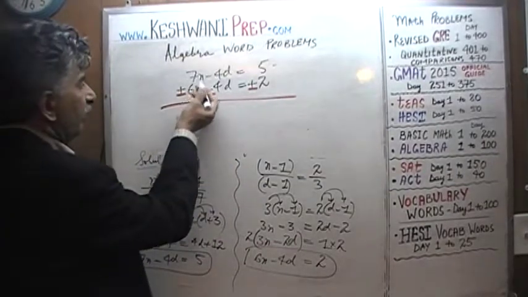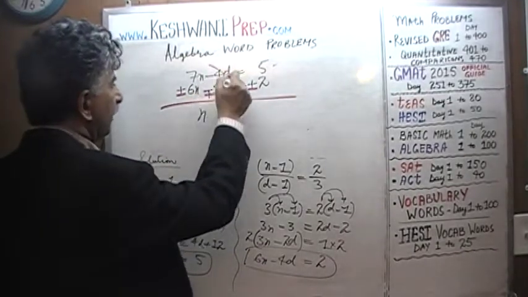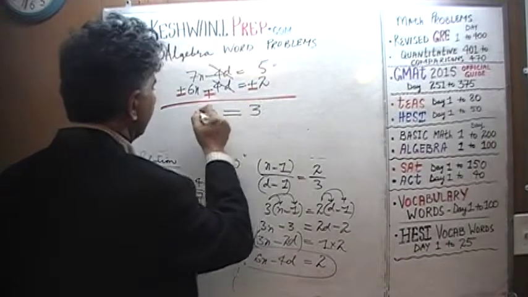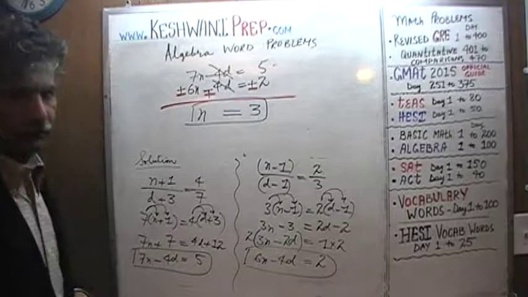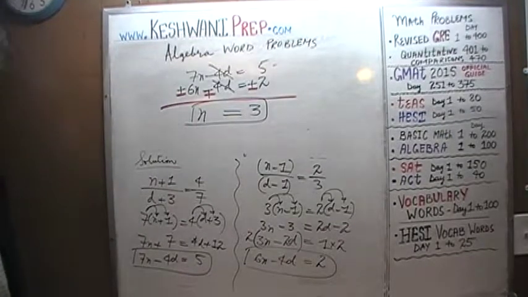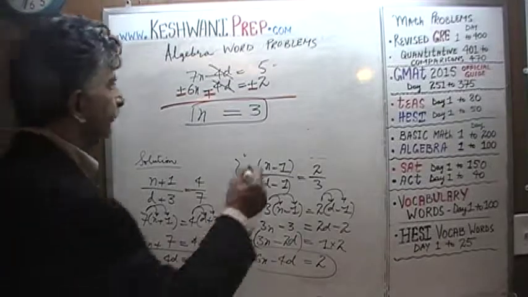So here we have 7n minus 6n, which is going to give us n. Negative 4d and a positive 4d are going to cancel out, which equals 5 minus 2, which is going to give us 3. There is our numerator. Now what we have to do is use either one of these two equations to find the denominator. It doesn't really matter which one we use, just use this one here.